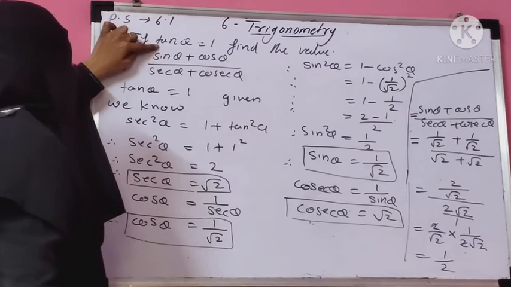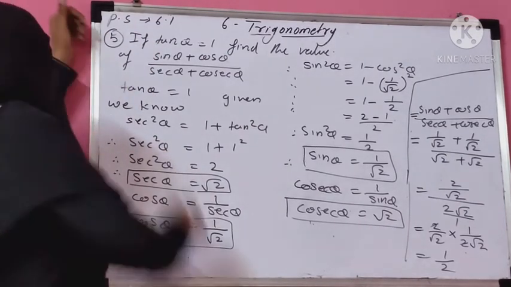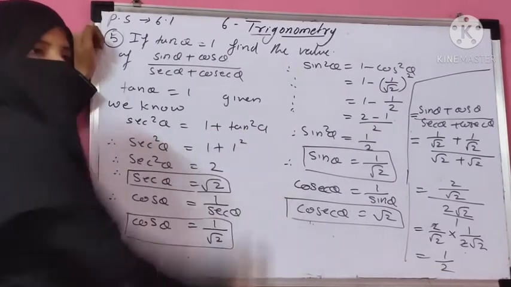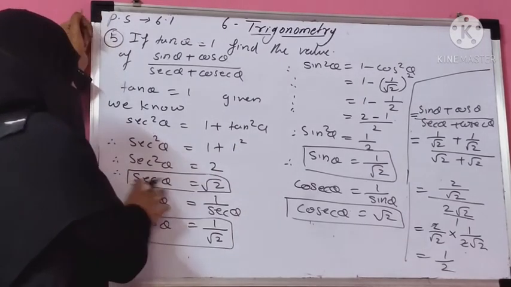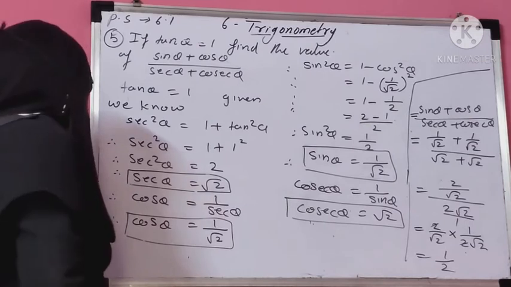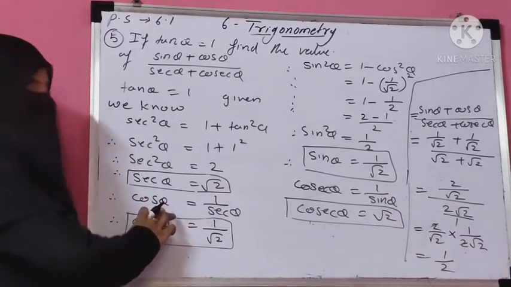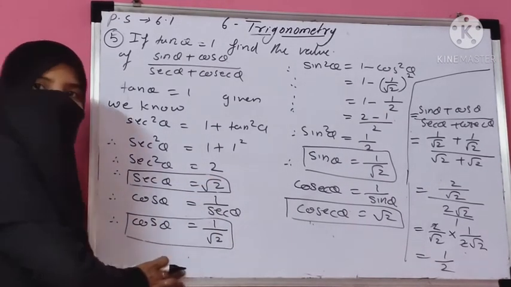Here the given is only tan theta, and the tan theta formula is related with sec. So therefore sec square theta is 1 plus tan square theta, 1 plus 1 square. That means 1 square is 1, so 1 plus 1, 2. Here you get the value of sec theta is root 2. Okay? And next, sec theta is related with cos. So if sec theta is root 2, then cos theta is 1 upon root 2.